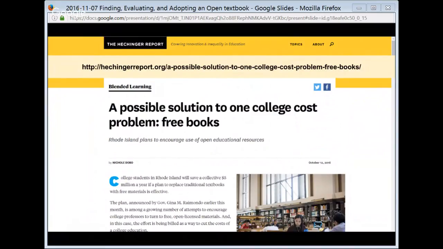And then another program to mention, and this just happened in October, the governor of Rhode Island announced a plan to replace traditional textbooks with free materials as a means of supporting Rhode Island's statewide goal of ensuring that 70% of Rhode Island residents have at least an associate's degree by the year 2025. This is spearheaded by the Rhode Island Office of Innovation, and 6 private and public universities in the state have signed on at this point.